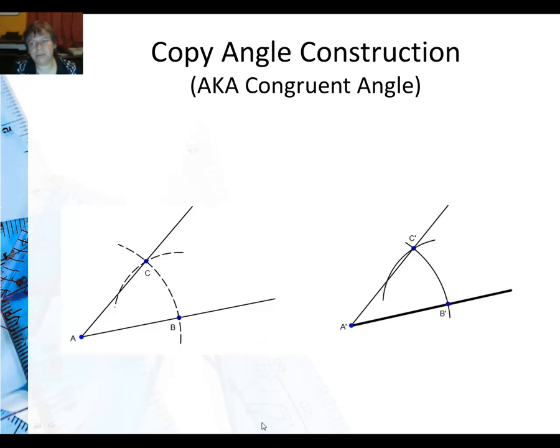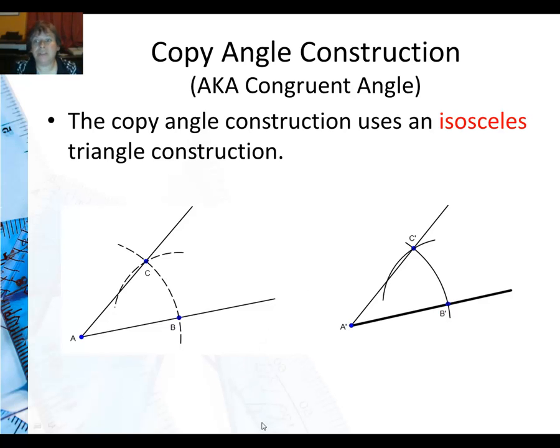Now the copy angle construction does use an isosceles triangle construction. So it helps to see the shape in the construction. So here you go, you see A, B, C. The angle, see these dashed lines? Those were not on my angle before. It just had this solid line and this solid line. None of this other stuff was here.